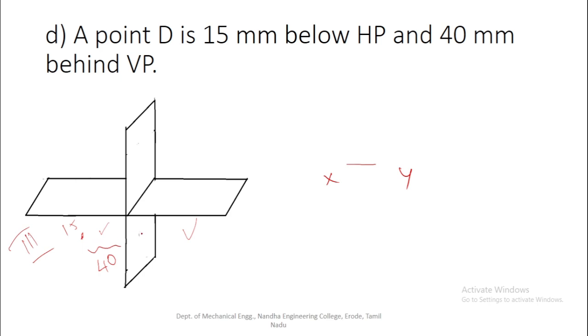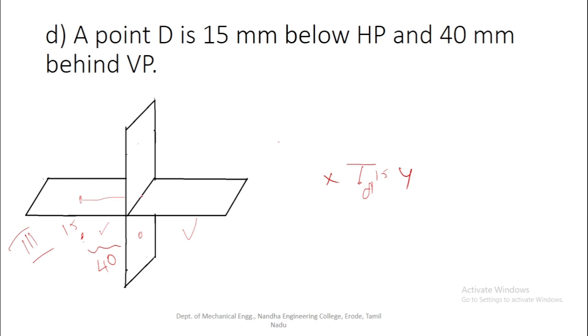So the front view will be projected below XY. The distance between the HP and the point is 15 mm. So this is the 15 mm. The front view is denoted by small d dash. Then after we project the top view, we have to rotate the horizontal plane 90 degrees in the clockwise direction. The distance between the VP and the point is 40 mm, so the top view will be projected here.